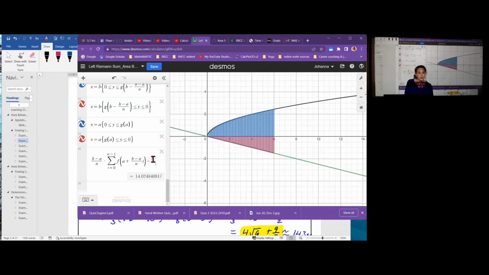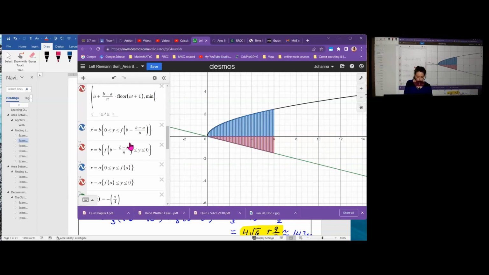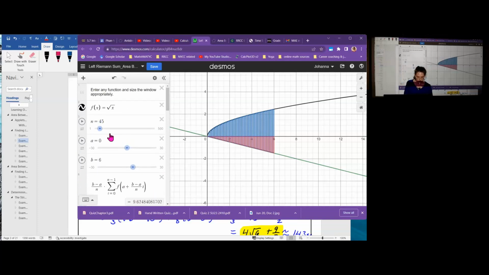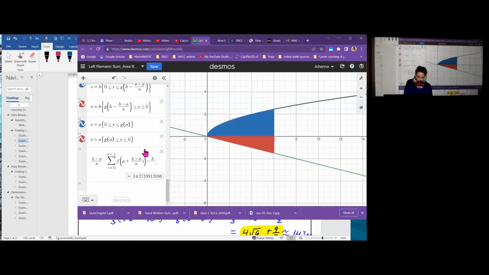Now, how could we make it get even closer? By using the applet. We need more boxes, so we come up here to n, and we slide it as far to the right as we can, using 500 boxes. When we use 500 boxes, we now have the approximation 14.27, which is our about 14.3.